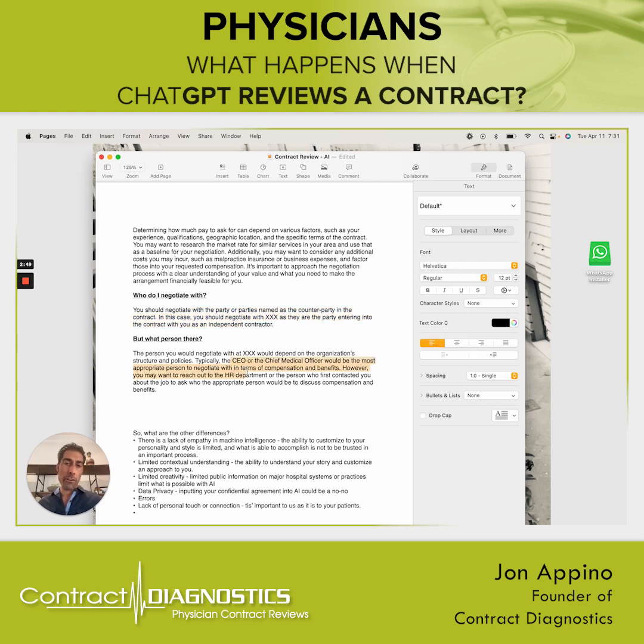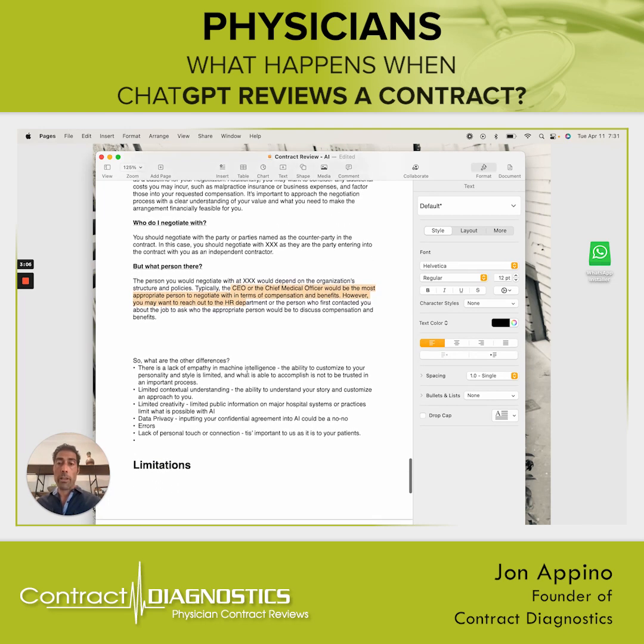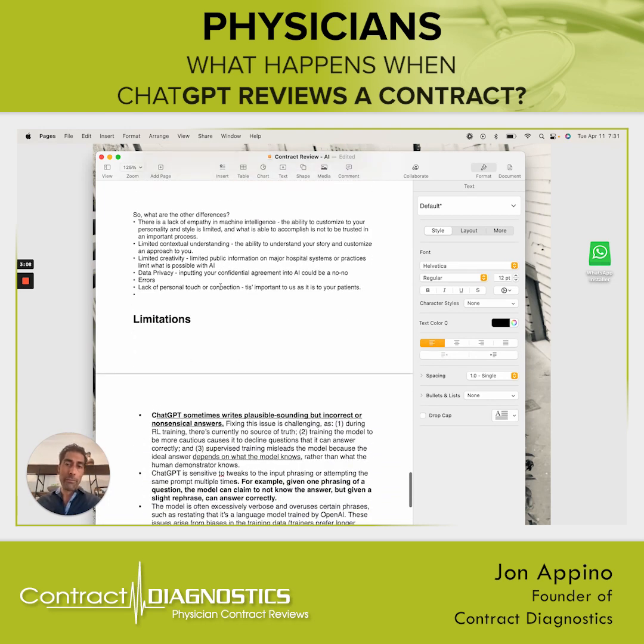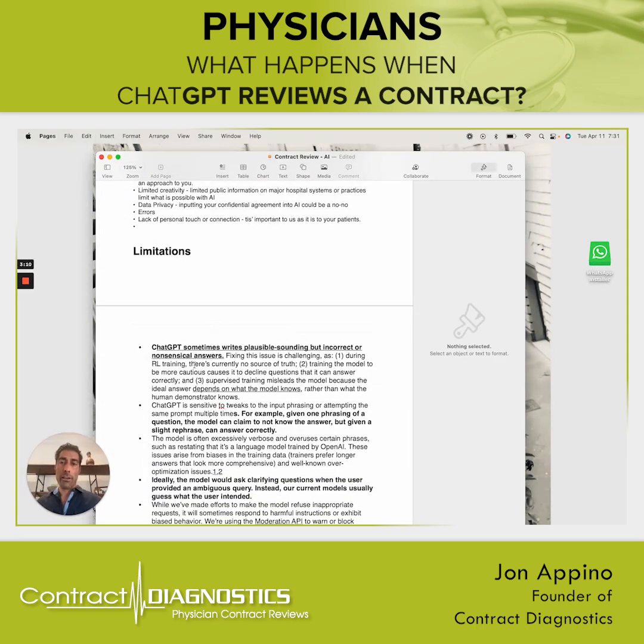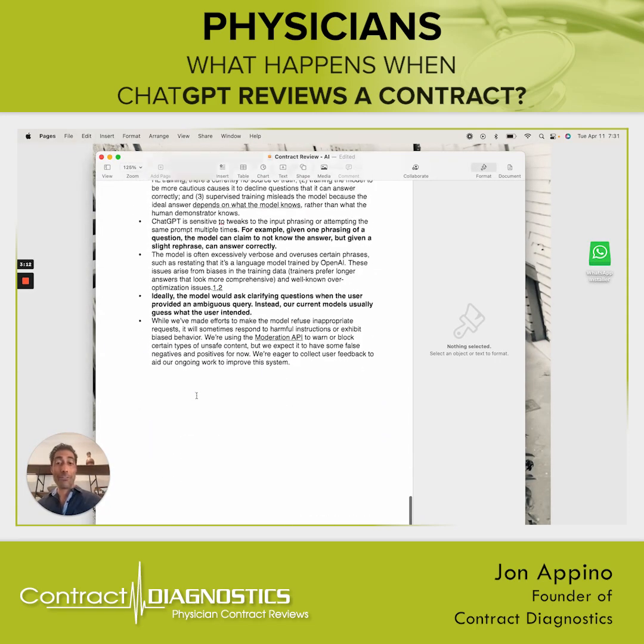But the CEO or the chief medical officer is maybe the most appropriate person. That might be true. But sometimes it's a recruiter. Sometimes it's a service line manager. Sometimes the CEO is way beyond the scope of hiring a physician because there's 17 people underneath he or she. I asked what some of the other differences were, right? It doesn't really give a lot of limitations. Of course, then it gives all these non-answers. It gives limitations when it's not good at something.